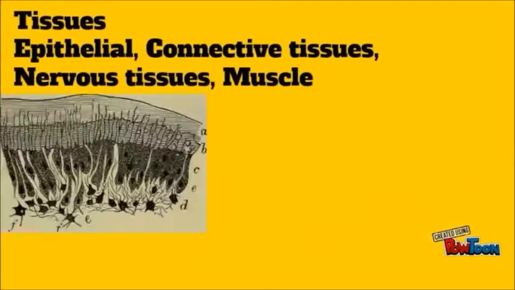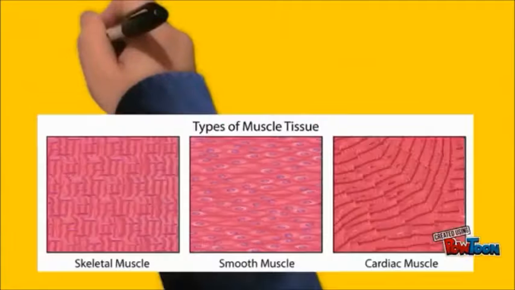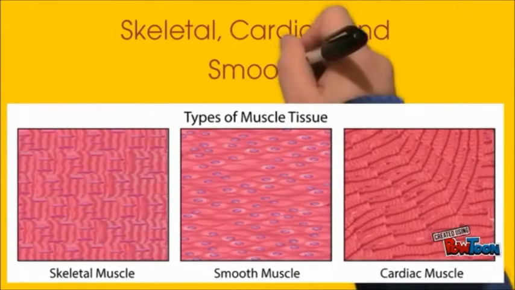Tissues. There are four types of tissues: epithelial tissue, which covers the outside of the body and lines organs; connective tissues, which support other tissues; nervous tissue, which senses stimuli and responds to it; and finally the muscle tissue, which are elongated fibers that can contract when nerves are stimulated. They are divided into three groups: skeletal, cardiac, and smooth.